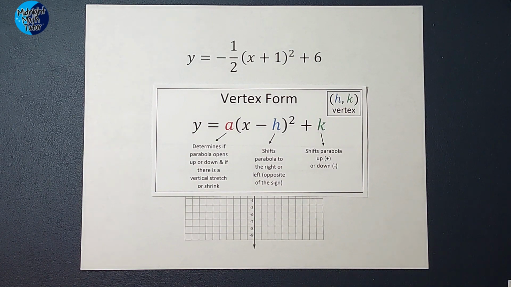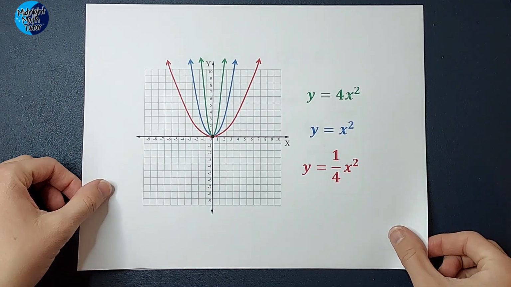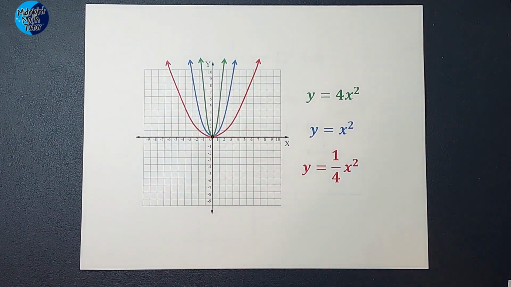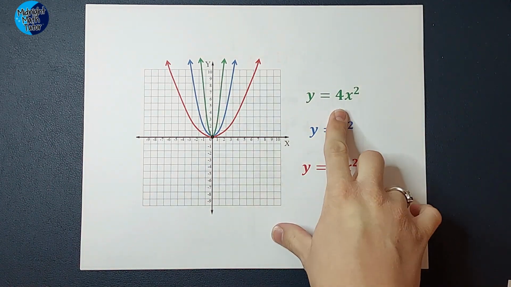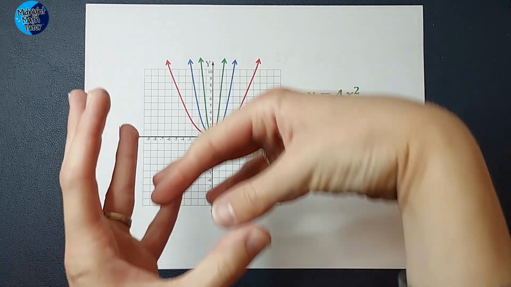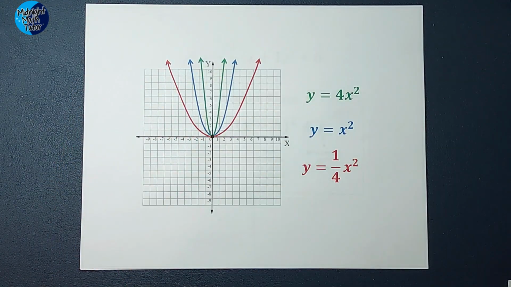Now you're like, I don't know what that means. Guess what? I'm going to show you. So that blue graph is that parent graph I showed you earlier. Okay, the green has the 4 out front, and you can see how it's stretched, right? It's like skinnier. The red one has the fraction out front, and you can see how it's compressed, right? They're all still parabolas, but they're just different types of parabolas, you could say, right?